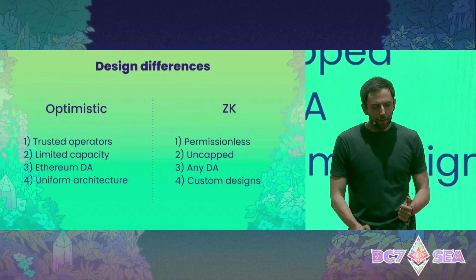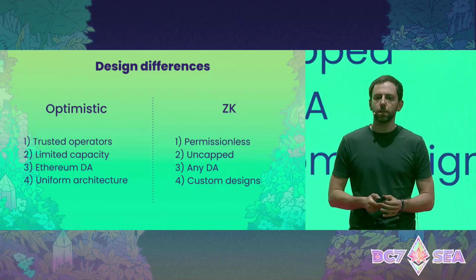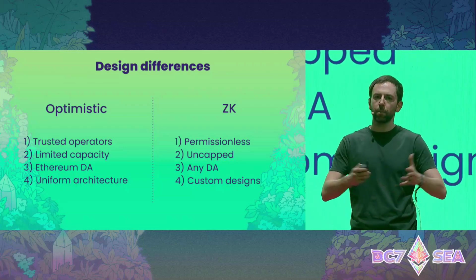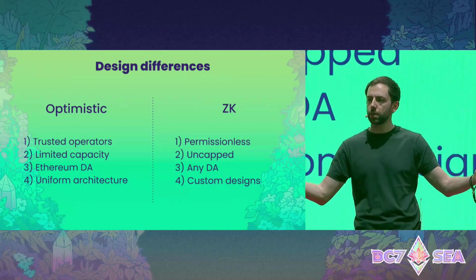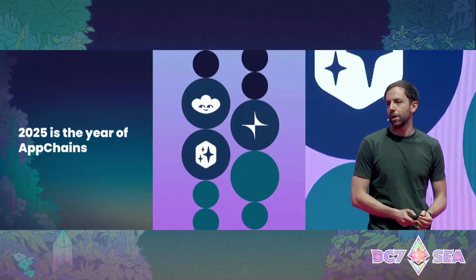But this is becoming reality. We will see the first optimistic and ZK clusters going live. Optimistic ones are going to be limited. With ZK, we're probably going to see more chains participating in the interop. And I'm certain that next year is going to become the year of the app chains.